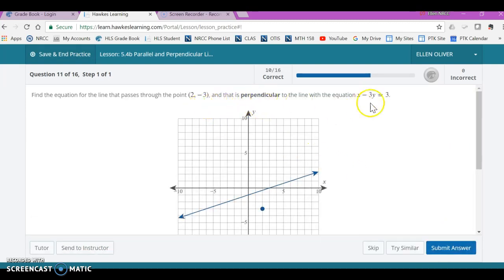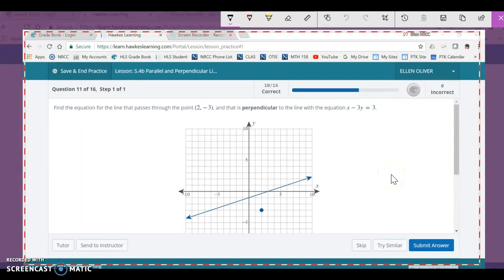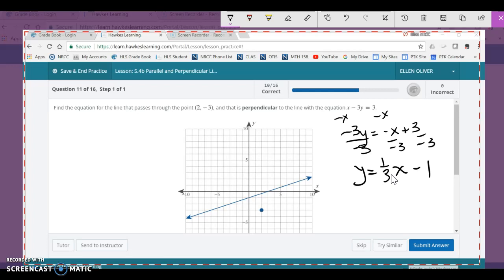All right, perpendicular to this, so we're going to have to solve this for y equals mx plus b. And I don't believe it's going to let me write on the screen. Yes, it is. Yay. All right. So I'm going to subtract x from both sides. Negative 3y equals negative x plus 3. Divide by negative 3 everywhere. So positive 1/3 x minus 1. So the slope of this guy is 1/3. And I want perpendicular, so my slope is going to be negative 3 over 1, or just negative 3.